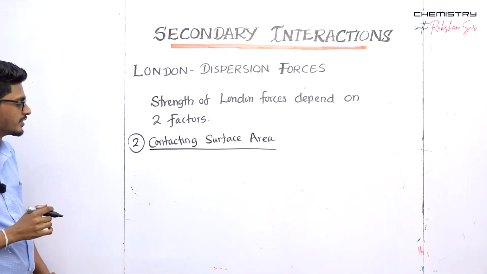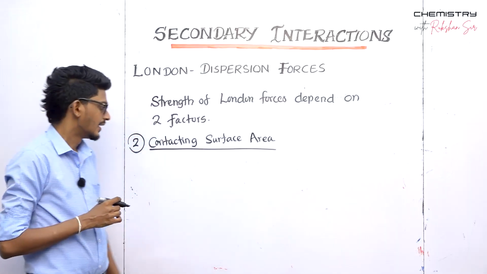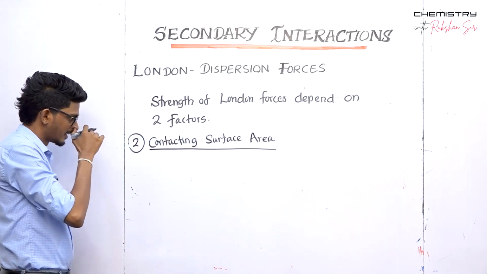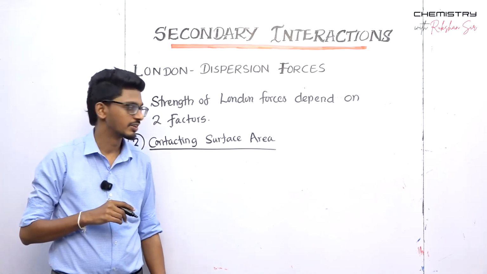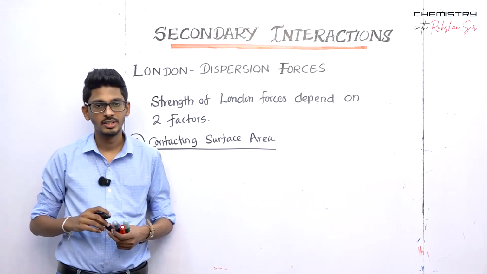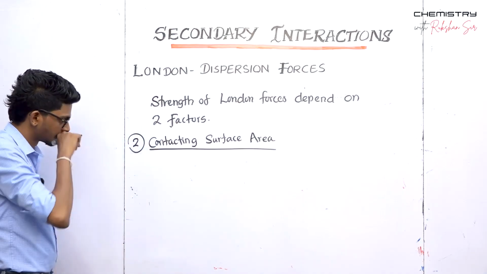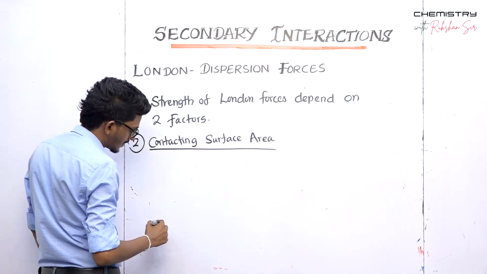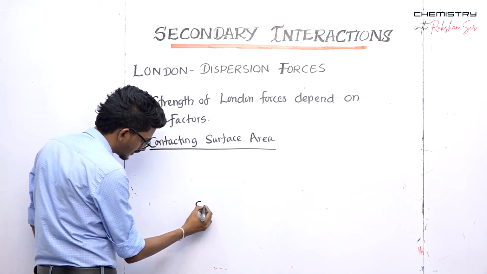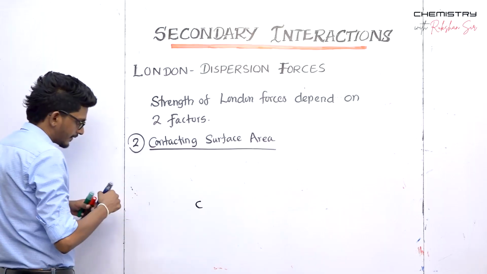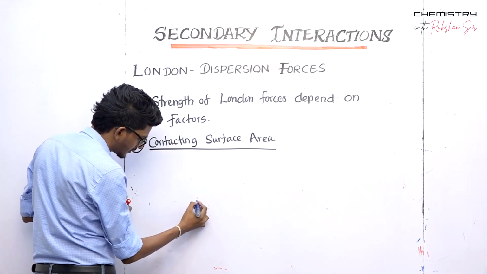See how this affects London force strength. The idea is this. Let's come up with an example. With this example, we'll discuss the effect of contacting surface area on the strength of the London force. Let's consider these two situations. Let's consider pentane and neopentane like this.